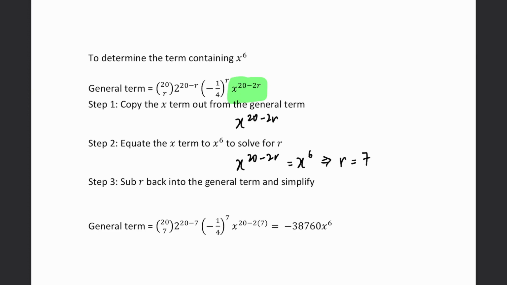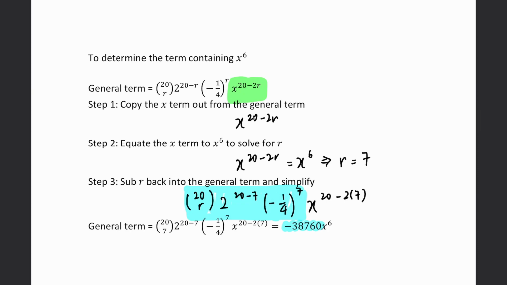Then the next step is to sub r back into the general equation and simplify. So we'll have 20 choose r, 2 to the power of 20 minus 7, minus 1 over 4 to the power r, and x to the power 20 minus 2r. Pressing this whole term into the calculator, you will get this numerical value.